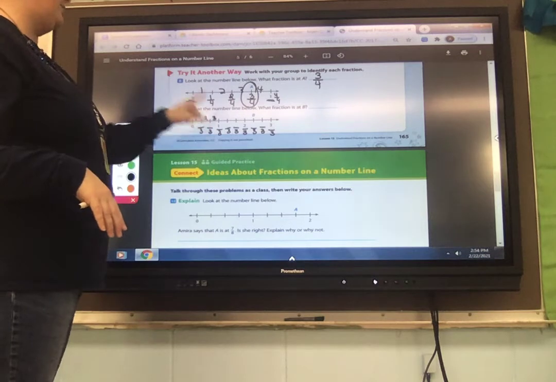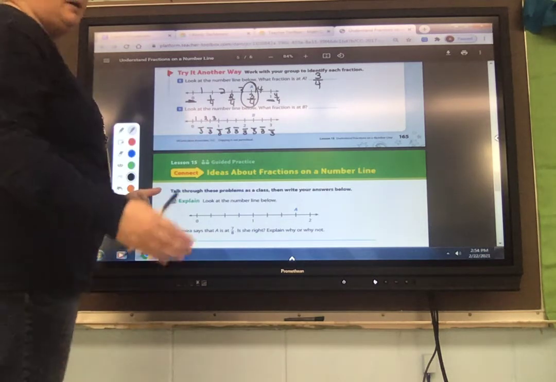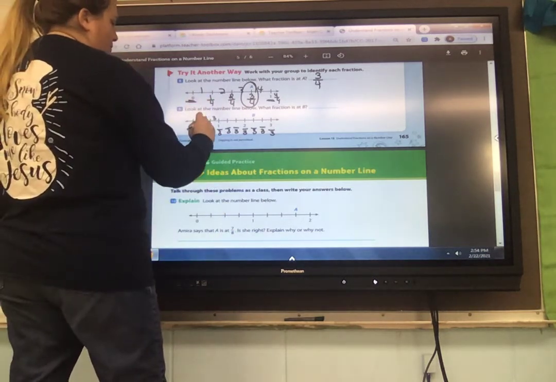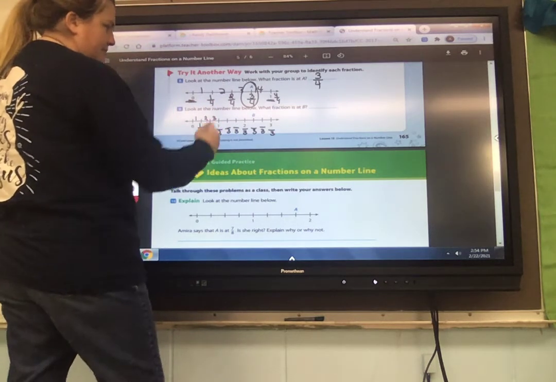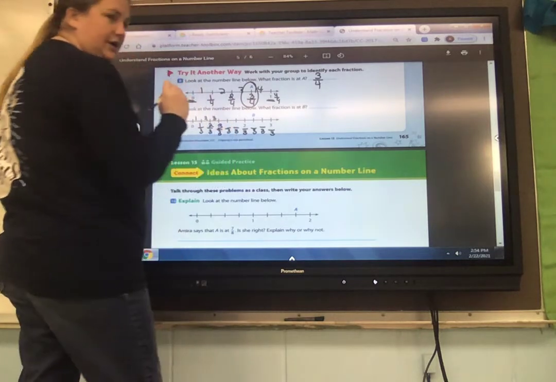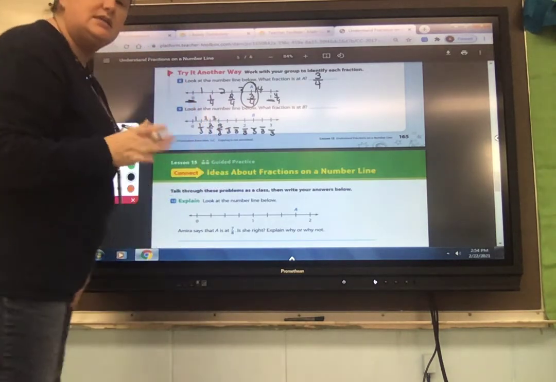0 to 1, 3 sections. Now I'm going to count my numerators. The first line would be 1/3, 1 out of 3. Second line, 2 out of 3. The whole number 1, of course, is 3 out of 3. Do not skip your whole numbers.